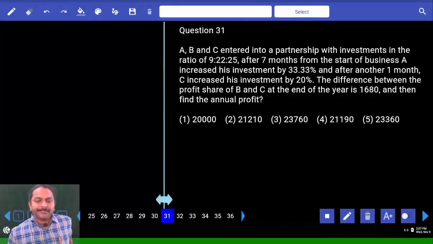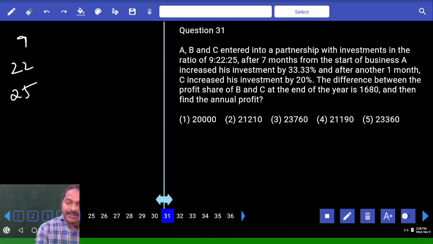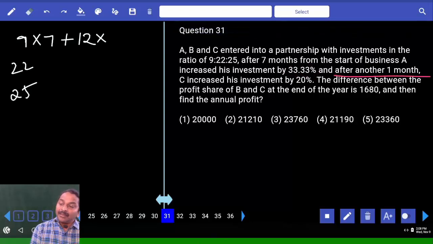Question number 31. ABC entered into a partnership with investments in the ratio 9, 22, 25. After 7 months from the start of the business, A increased his investment by 1/3. So the initial investment is 9, and it increased by 1/3 of 9, which is 3, so it becomes 12. After another 1 month, that means after 8 months, C increased his investment by 20%.